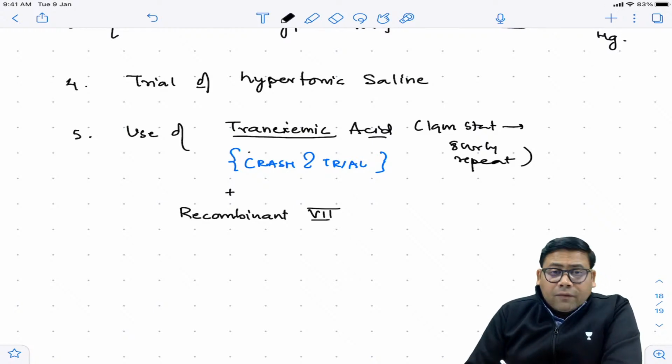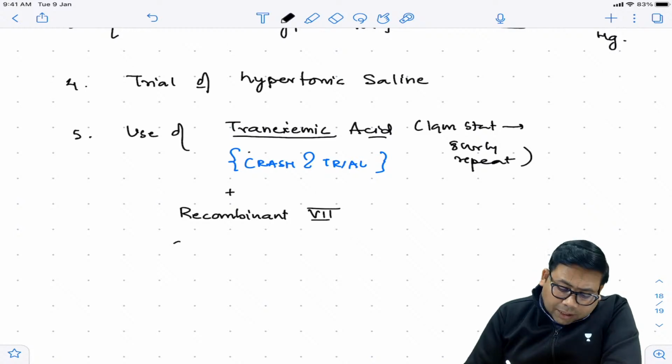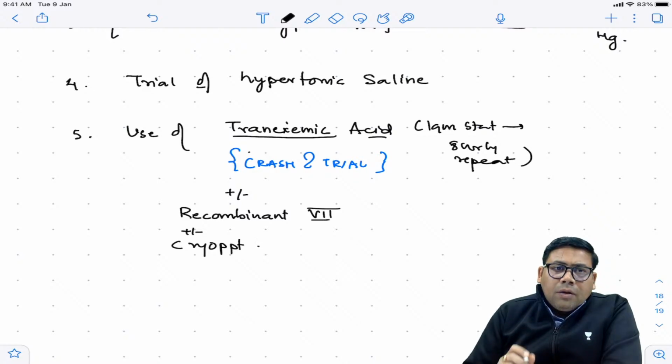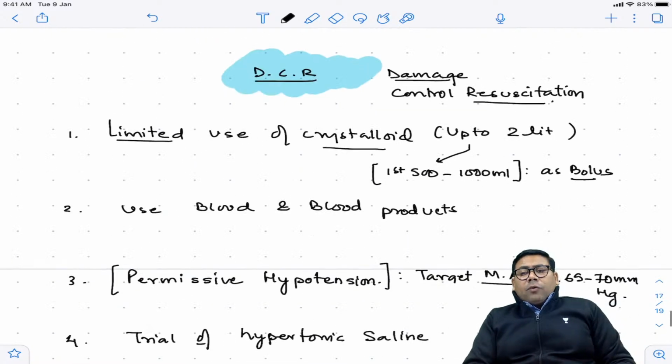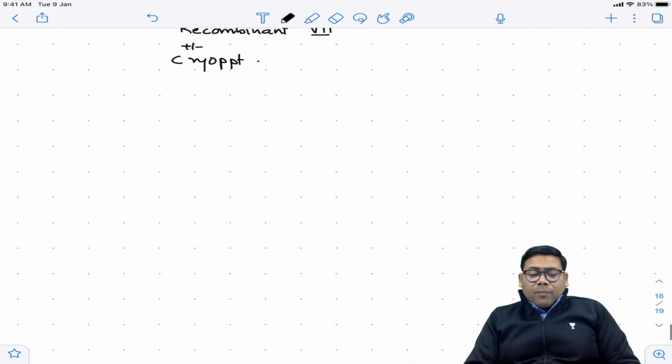And along with that, you can use the cryoprecipitates. So plus minus cryoprecipitates. So this is what is damage control resuscitation, and it is very important.